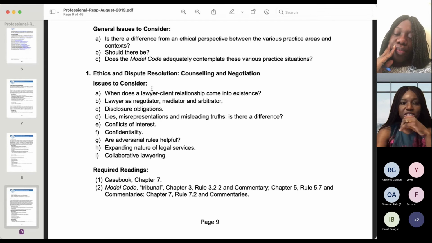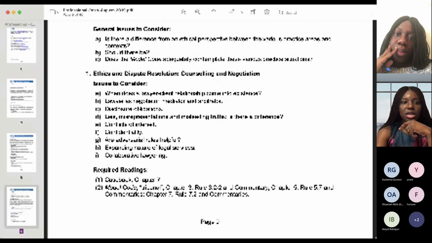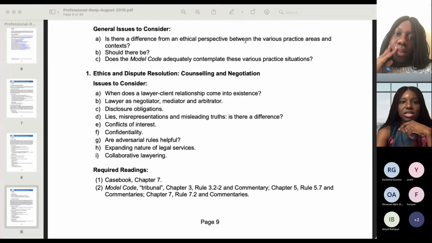So it goes on to ethics and dispute resolution. It talks about counseling and negotiation. And here they're asking you, when does a lawyer-client relationship come into existence? It talks about lawyer as a negotiator and mediator. Let me see if I can find some of that.